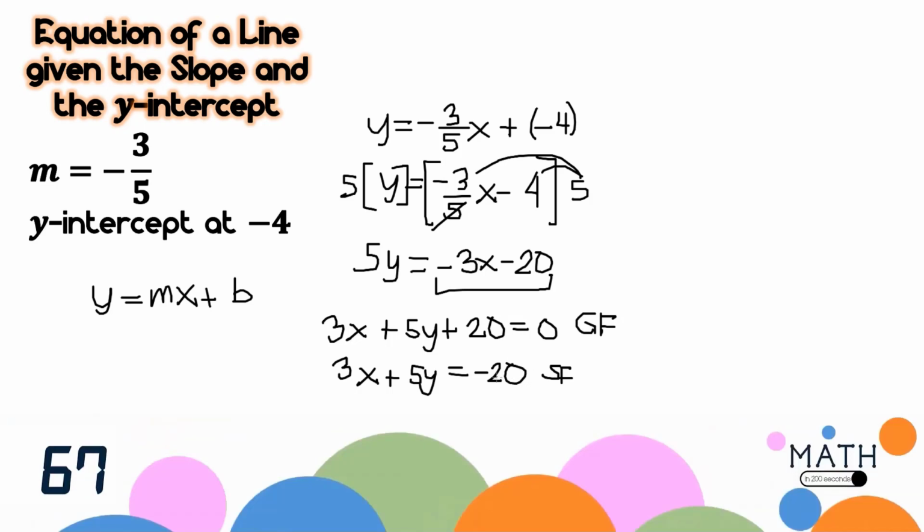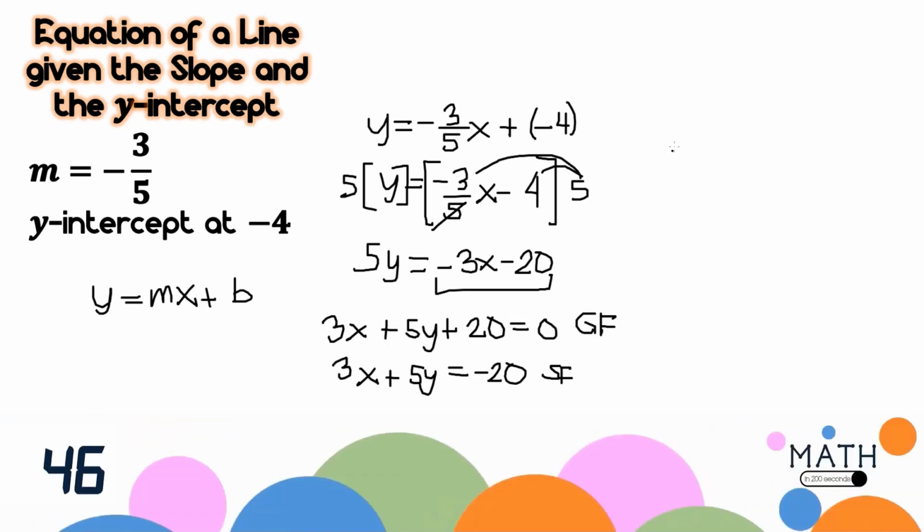Now, how would we know that our general form is correct? We can pick here a certain point that is part of this line and substitute here in our general form, and it should be satisfied. But what point are we going to use? We are going to use here the y-intercept. Take note that our y-intercept is negative 4.